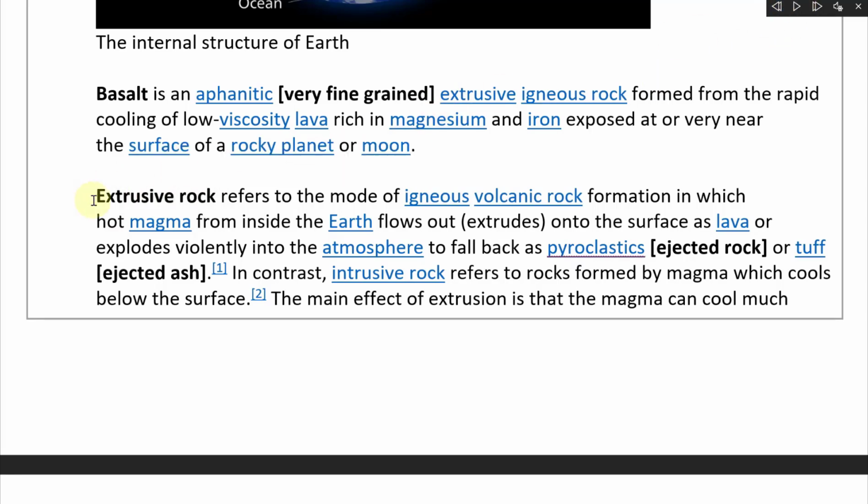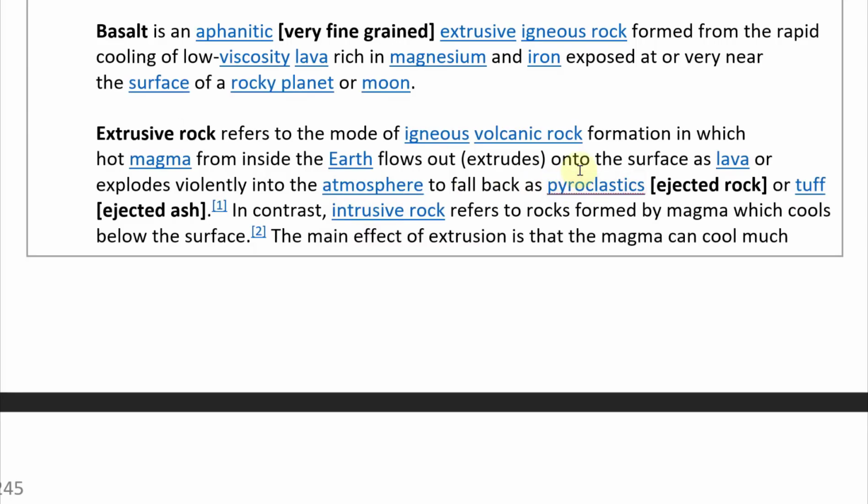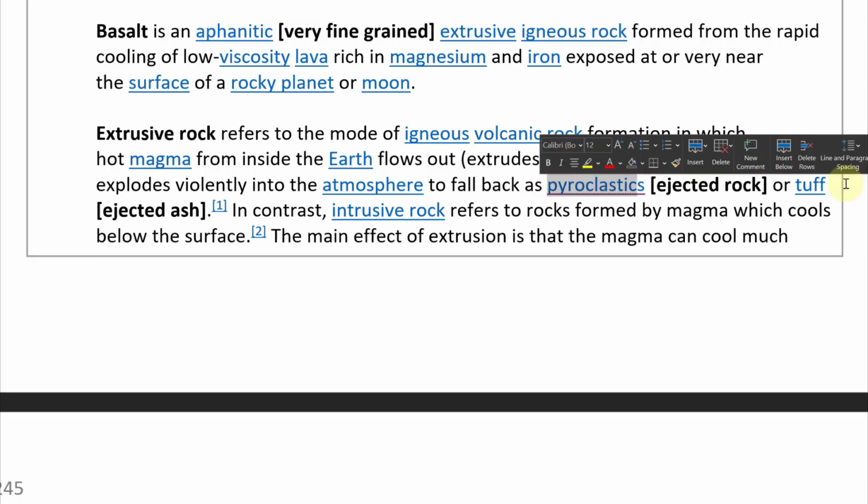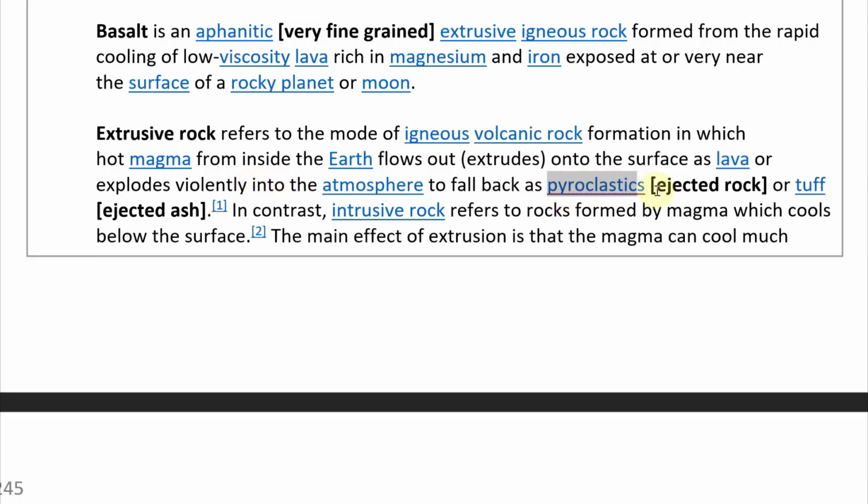Extrusive. Yeah, so extrusive rock refers to the mode of igneous volcanic rock formation in which hot magma from inside the Earth flows out or extrudes onto the surface as lava or explodes violently into the atmosphere to fall back down as pyroclastics, which is ejected rock that falls down, or tuff, which is ejected ash that falls down.